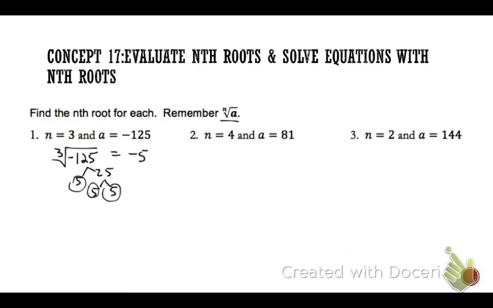Number 2, we're looking for the fourth root, because n is 4, of 81. You can put that on your calculator, or we can just break it down using a factor tree. So I just think of 2 factors of 81, which is 9 and 9, and then I'm going to break that down all the way down to the prime factors. I'm looking for a number that shows up 4 times, because that means that it's multiplying by itself 4 times. So 3 is the fourth root of 81.